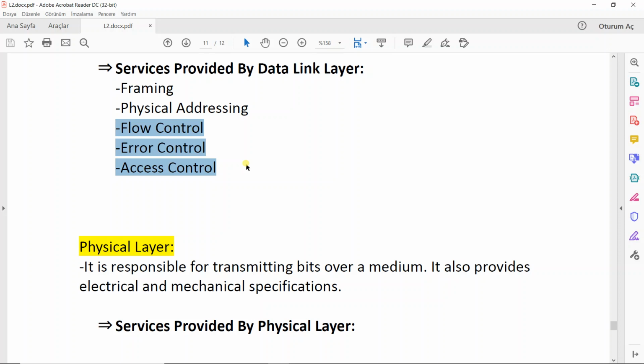Which one should access now? How much bandwidth should I give him? How much time? How much frequency? And so on.